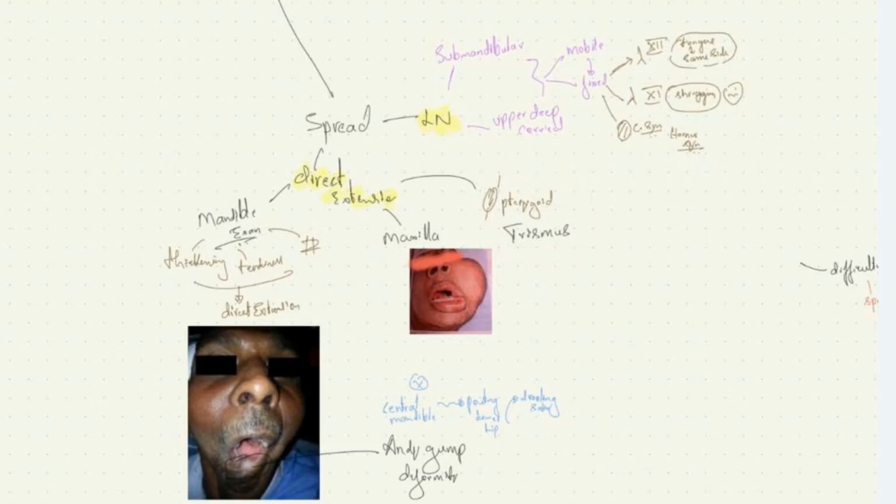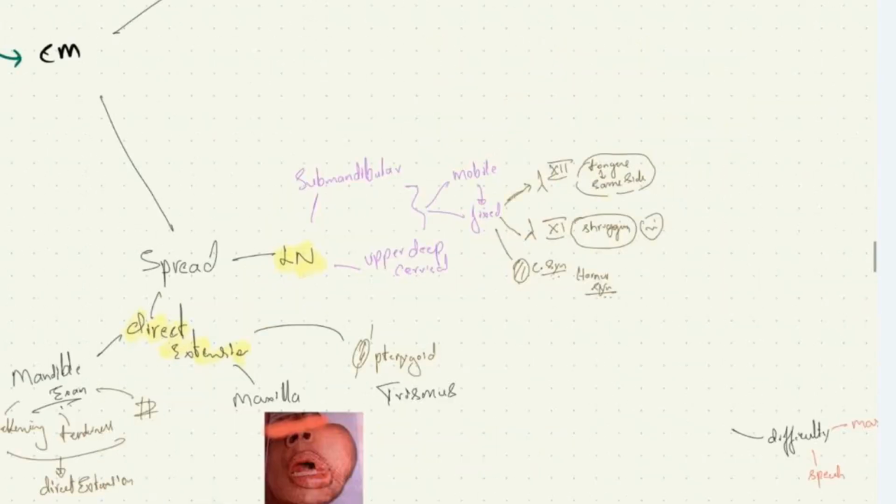Under lymphatic spread, we have spread to submandibular lymph nodes and upper deep cervical lymph nodes, that is lymph node group 1A and 2. The lymph nodes are initially mobile, followed by fixity of the lymph nodes to the surrounding structures. They become hard and fixed. These lymph nodes can extend after being fixed.